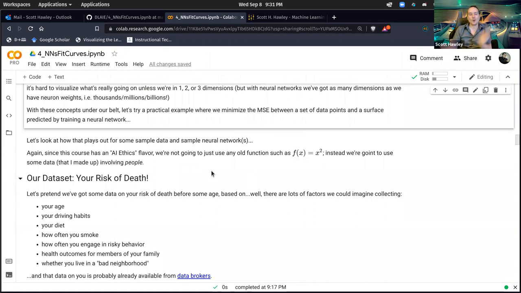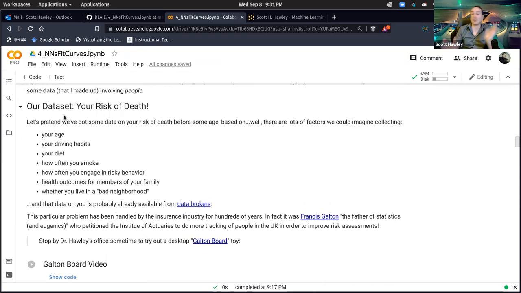Okay, so we're going to model a function and we're going to make kind of a case study. This is an AI ethics flavor, so we're going to do something involving people. And rather than grab real healthcare data, what I've done is I've made up a function and then we can manipulate the function, but it's supposed to kind of simulate some real data. So let's pretend that we're going to want to model your risk of death by some certain age, say 50 or something like that. I know I'm almost 50. I'll just confess that right now.